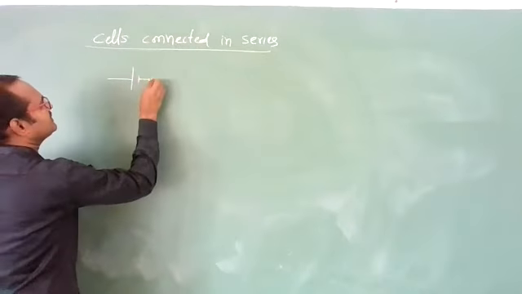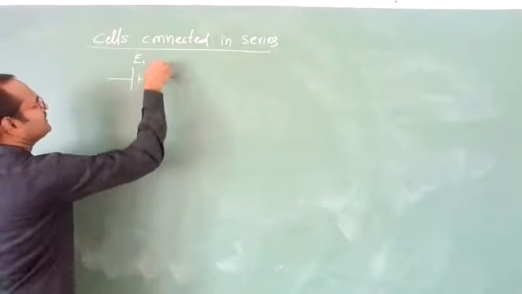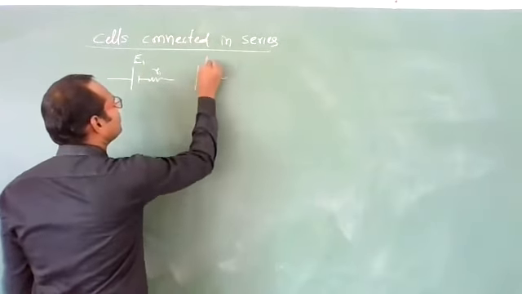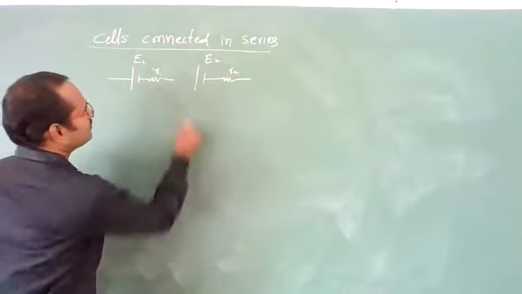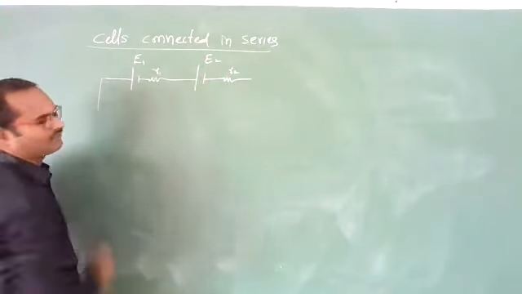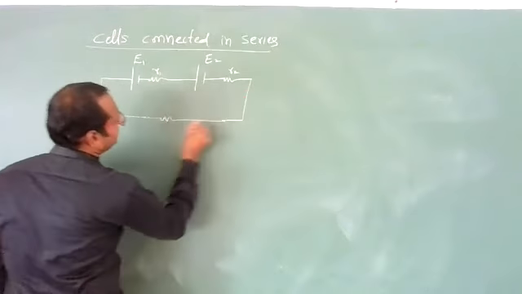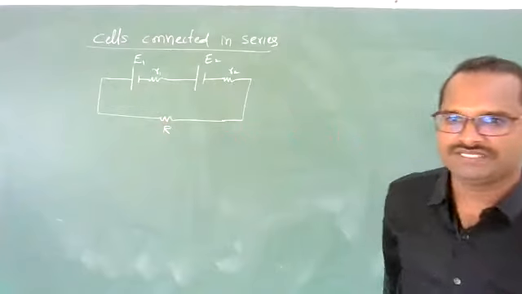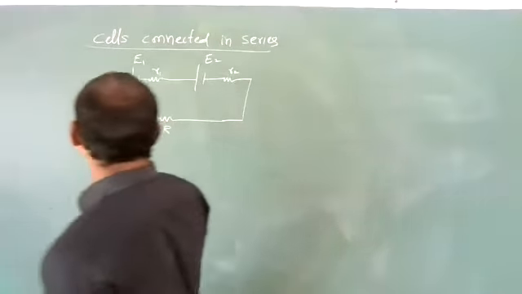This cell has some internal resistance. Let us suppose this EMF is E1 and its internal resistance is r1. Now let us suppose we have another cell with EMF E2 and internal resistance small r2. Let us suppose we have connected these two end to end like this. Now across them, one external load resistor, capital R. Load resistor, in the sense it may be a fan, TV, tube light, anything. Now how much current will flow?